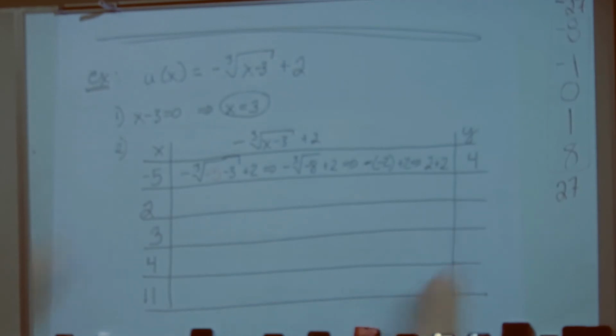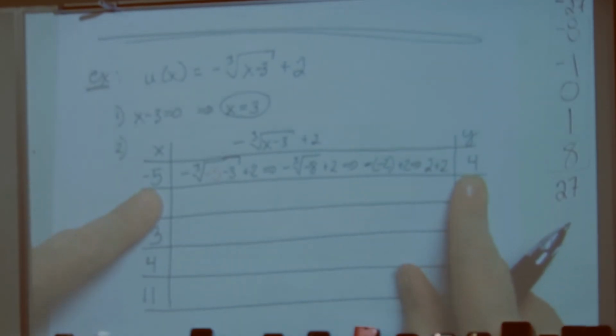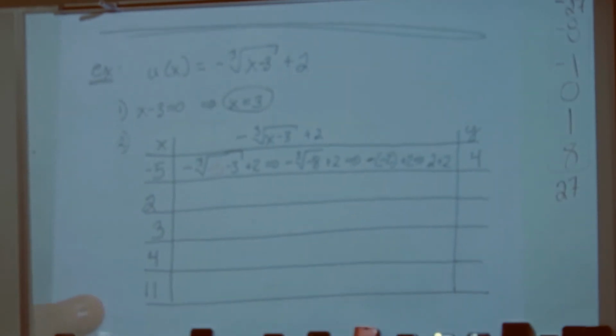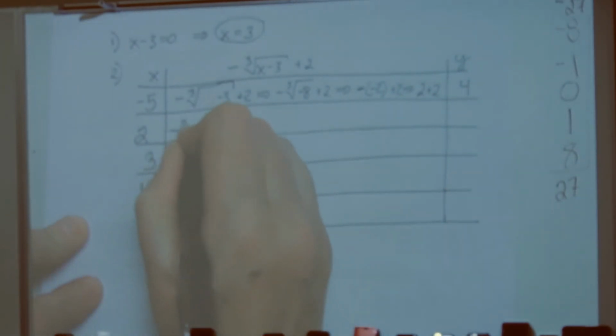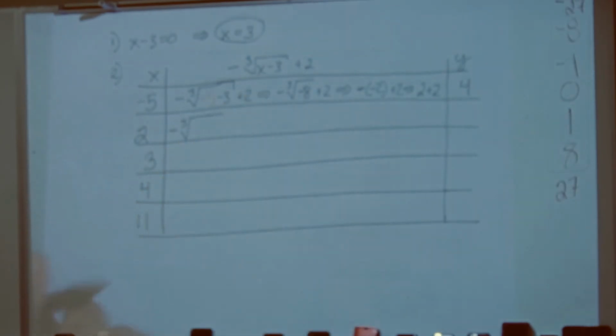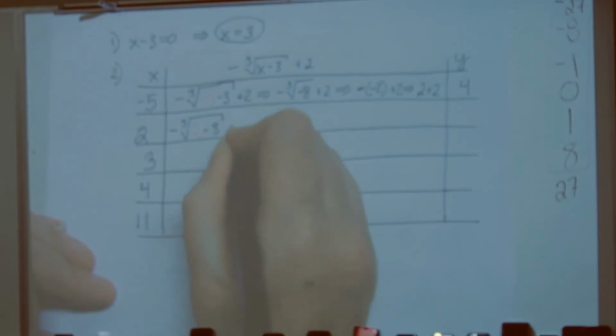All right, so you have the point (-5, 4) for your graph. Gotta love keeping all this in order. Everybody likes that, right? At least I do. All right. Now we got the negative cube root of 2 minus 3, plus the 2 on the outside.